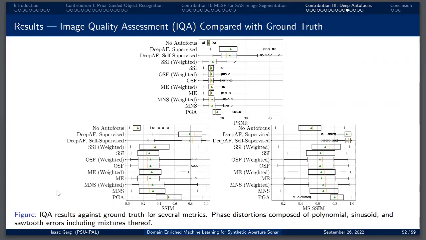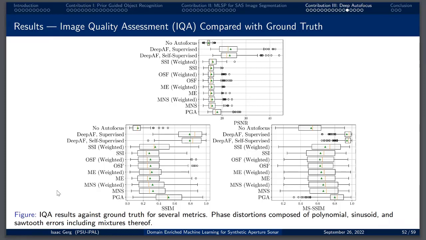So let's just go through this real quick. Here's no autofocus. This is what the images look like just coming out of the data augmenter. Here are the supervised and self-supervised versions of our deep autofocus method. Here are the 4 metrics, and then we also have a weighted version of them. There was a paper in finance where the author proposed a weighting function that people often use, so we said, let's throw that in as well. It does a little bit better than the standard methods.